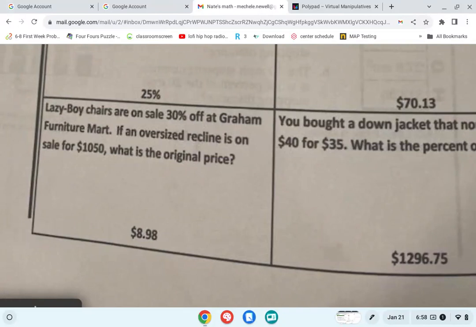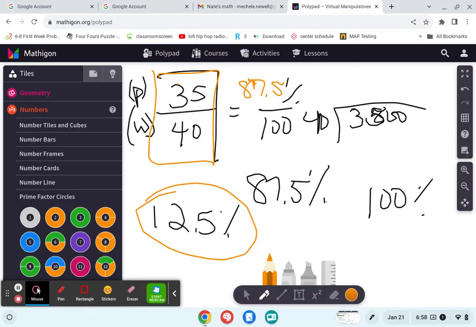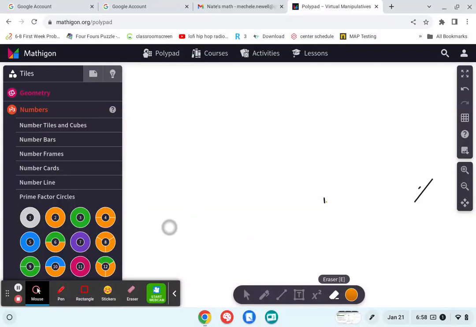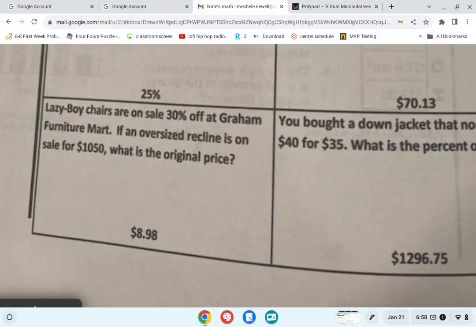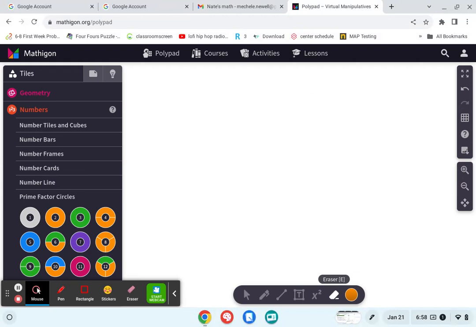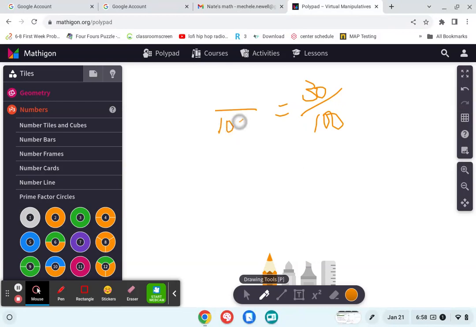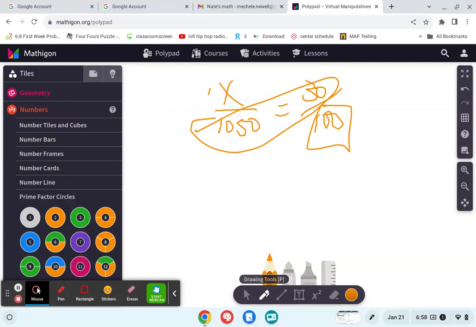Lazy Boy chairs are on sale 30% off at Graham Furniture Mart. If an oversized recliner is on sale for $1,050, what is the original price? Again, you could set up a proportion or you could do the sales price and percentage and just plug in the values. So here's what we have. We know we've got 30%, so we've got 30 over 100. And we know that the original price was 1050. So we're looking for what the sale price was. This is X in this case. So we multiply here and move the decimal 2 spaces over or divide by 100.